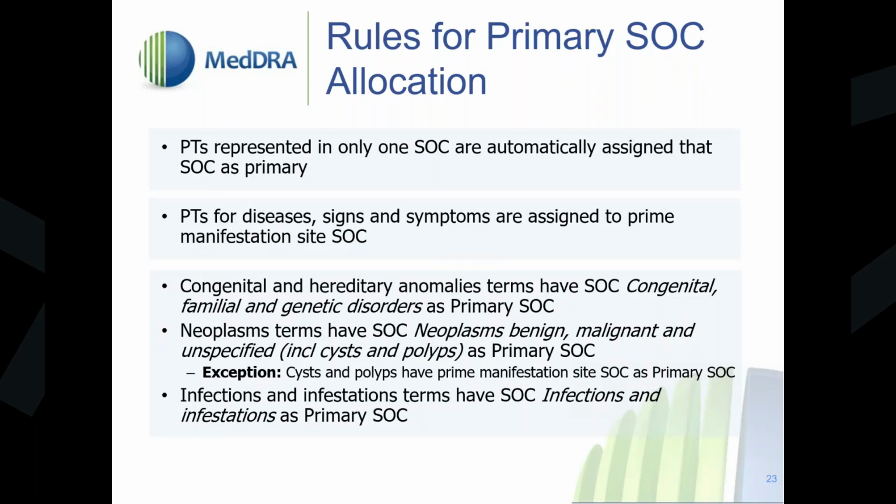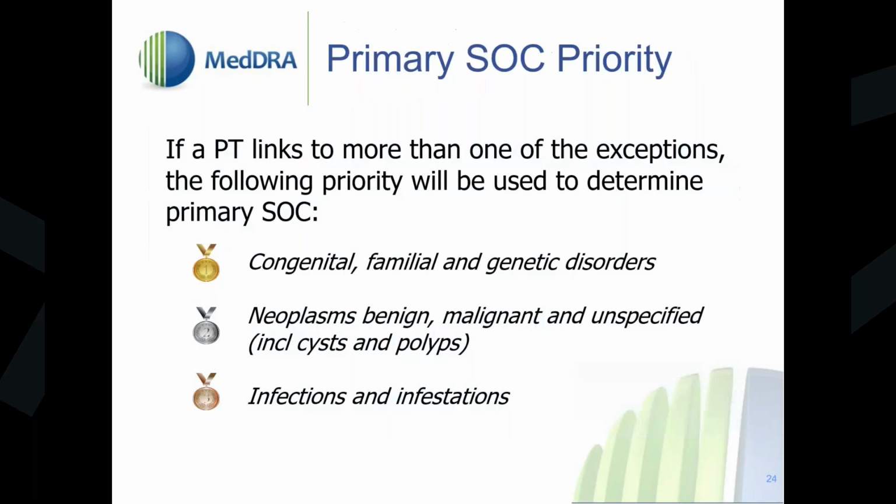So, for example, if you think of congenital disorders, if you think of congenital teratoma, this is a kind of neoplasm that is congenital. And what do we do with that kind of situation when the same term could apply to one of these three exceptions? The most important one to highlight is the congenital, followed in order by the neoplasm SOC, and the last is the infection. So for that example of congenital teratoma, your primary system organ class will be congenital, and your secondary system organ class will be the neoplasms.